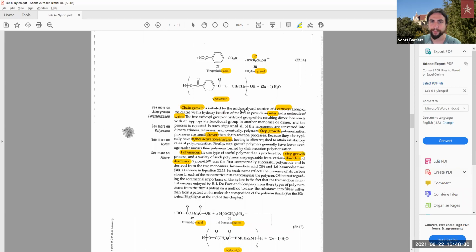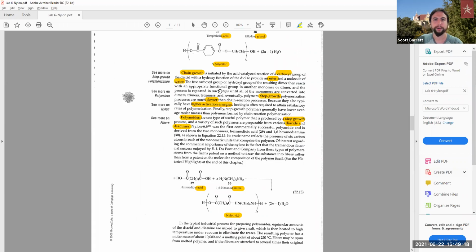So chain growth is initiated by the acid catalyzation reaction of carboxyl group. So remember your key words here, the functional groups, carboxylic, this right here, the CO2H of the diacid with a hydroxy function. Hydroxy, also alcohol group attached to your ethylene glycol right here, the HO or OH. And function of the diol. So diol means two alcohols. So the ethylene glycol is a diol to provide an ester. And an ester is the carboxylic acid. However, the proton is replaced there by an alkane group, the CH2 in this case, creating the full ester there. And on the sidelines, you have as well a molecule of water as a side product.